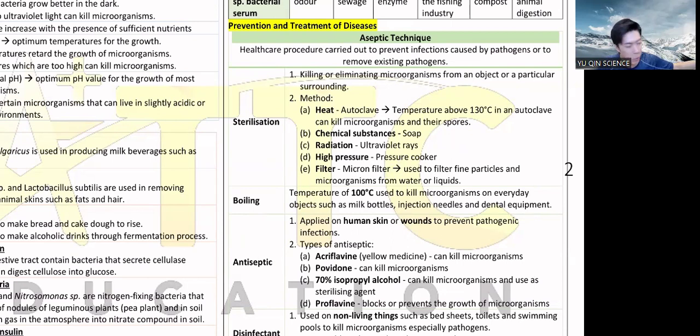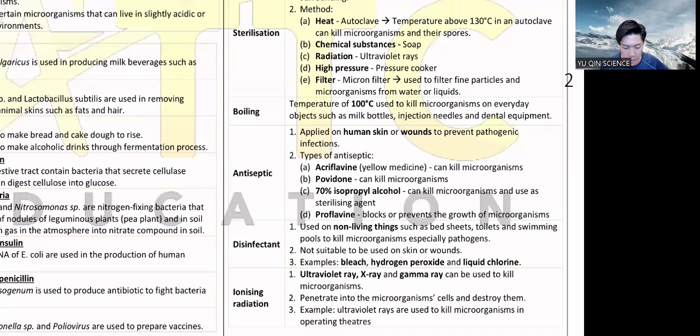The second one is boiling. Boiling, everyone can do at home. Your water boils at 100 Celsius and kills bacteria. Antiseptic is for your skin, only especially for your skin. When you cut yourself, you have a wound, you fall down, you apply antiseptic.